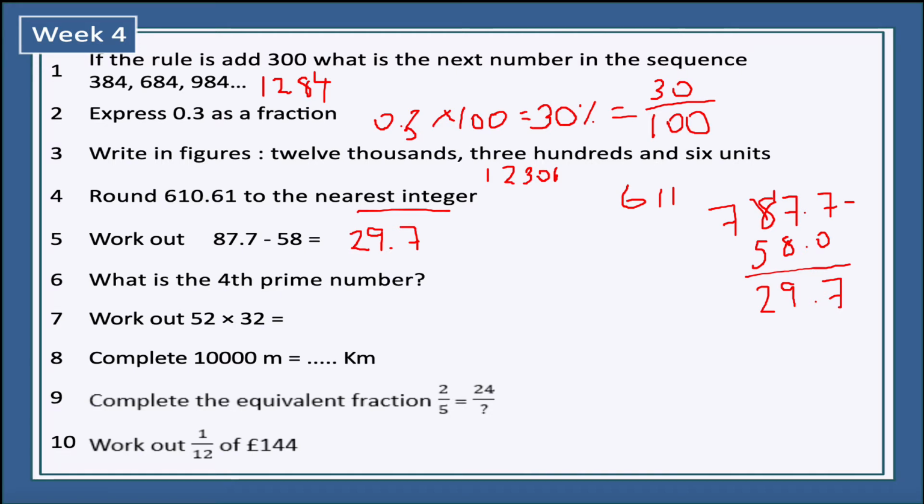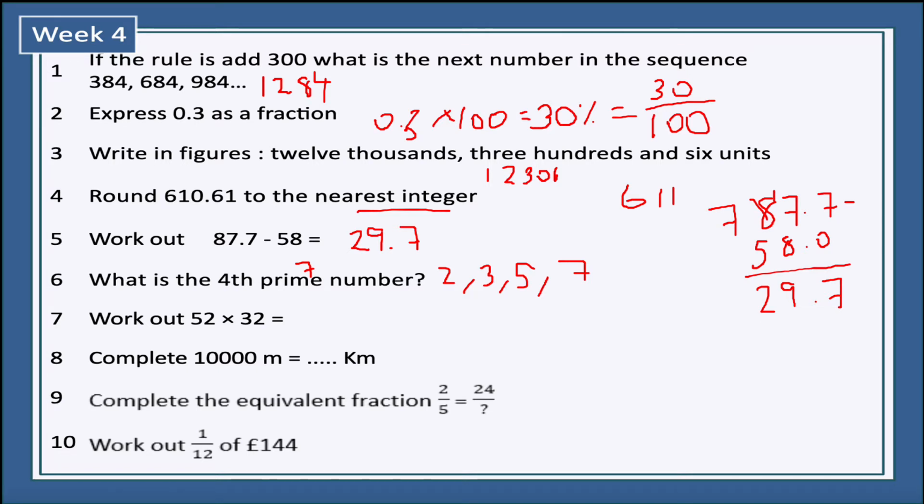What is the 4th prime number? So the first one is 2, then it's 3, then it's 5, and then it's 7. So the answer to my question is 7. So 7 is the 4th prime number. Remember the definition of a prime number, that it has only 2 factors, 1 and itself. This is question number 7.